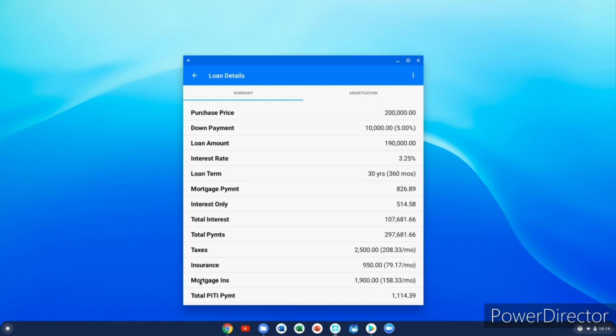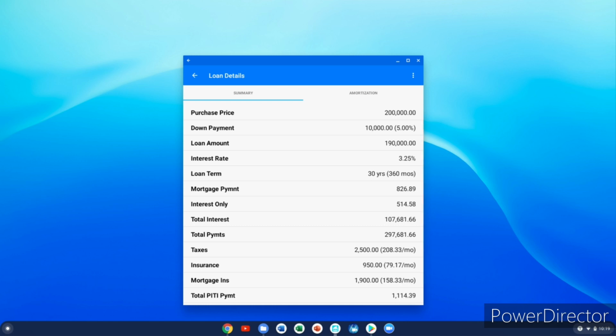Mortgage insurance, or PMI, we said was $1,900 for the year. The calculator divided that out over 12 months, and it came up with $158.33 right there for us. So now this column right here is our total PITI, which stands for principal, interest, taxes, and insurance payment. And it is this 826 plus our property taxes of 208 plus our homeowner's insurance of 79, so it comes out to be 1114.39.